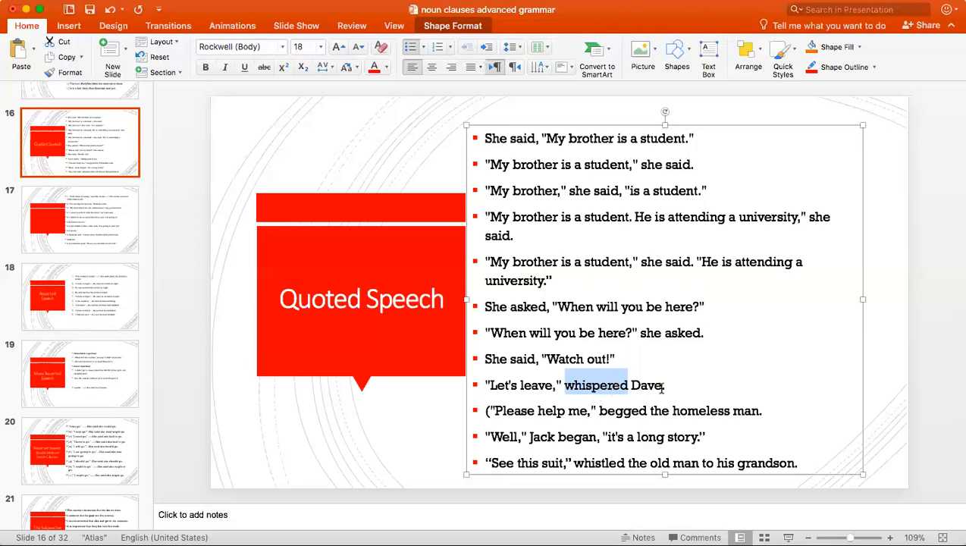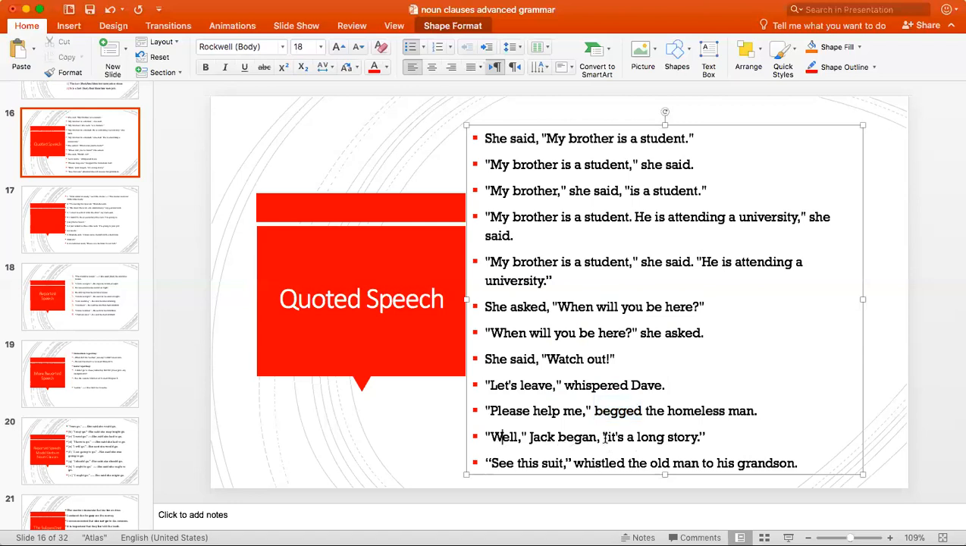In Arabic, if you translate this, you could say قال هامسا. "Please, please help me," begged the homeless man. So the word begged, يتوسل. "Please help me." If it is shouted or yelled or screamed, it should be "Please help me!"